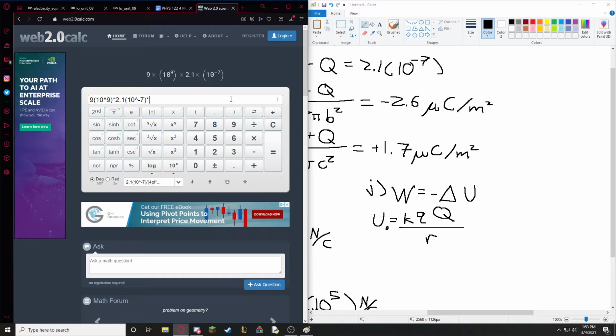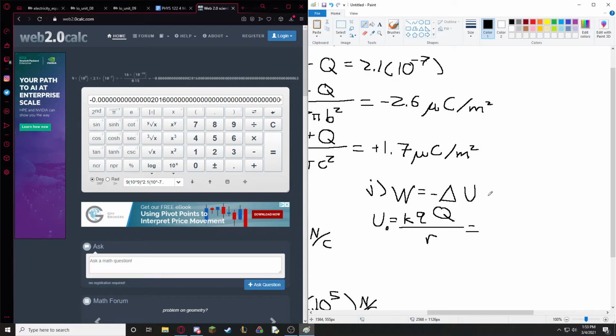1.6 times 10 to the negative 19th coulomb. Yep, 1.6 times 10 to the minus 19. And it's negative 1.6 times 10 to the minus 19, divided by our distance r, which is 15 centimeters, 0.15 meters. We get an initial potential energy of something very small.